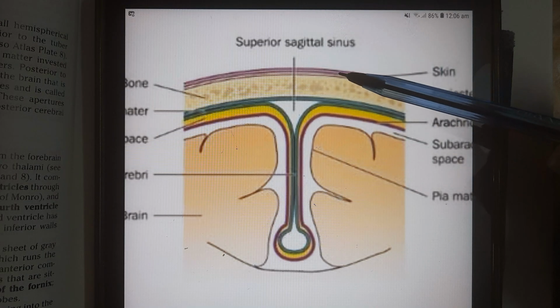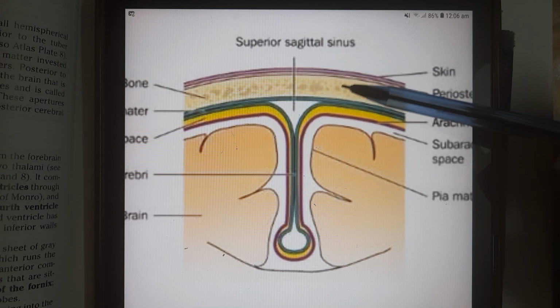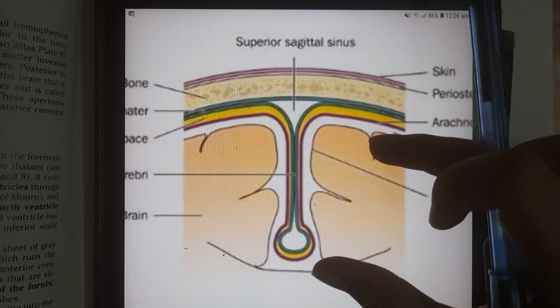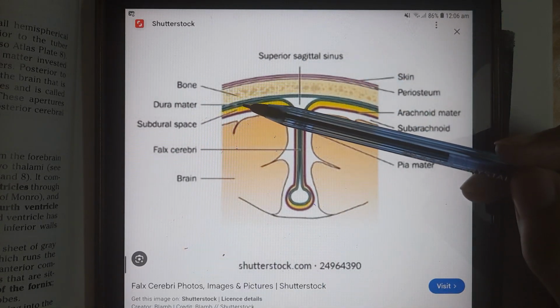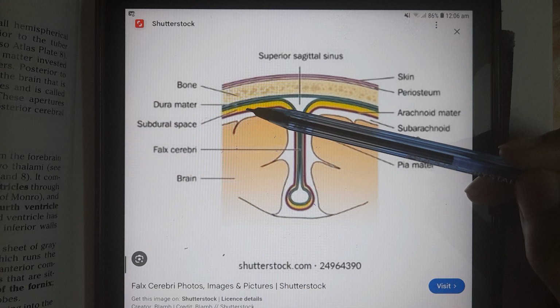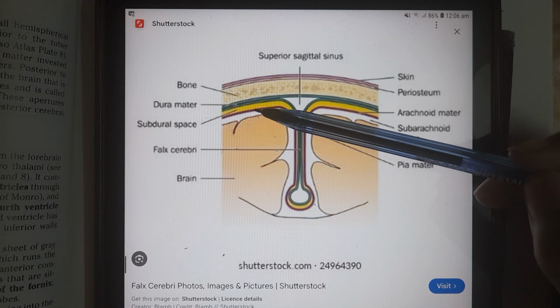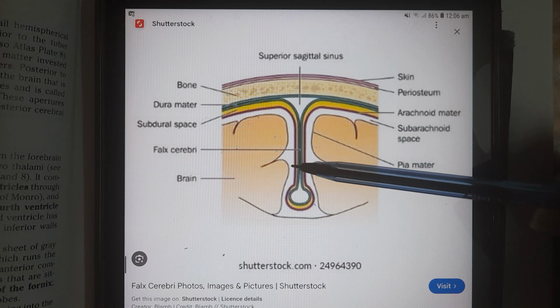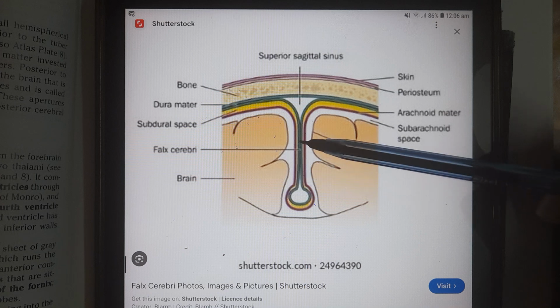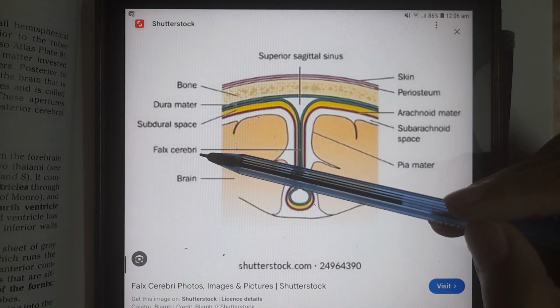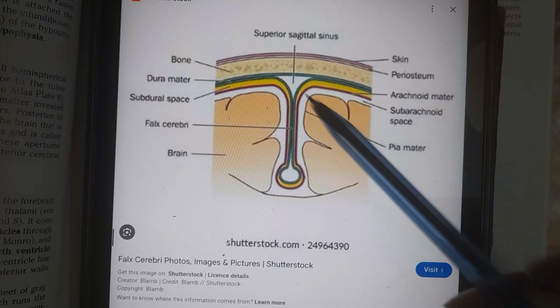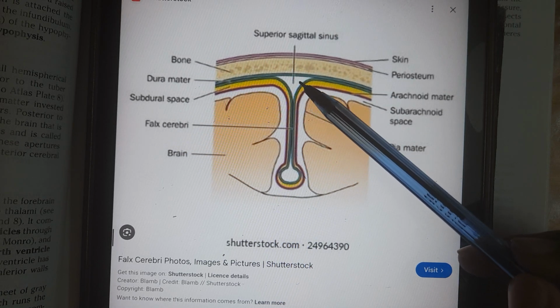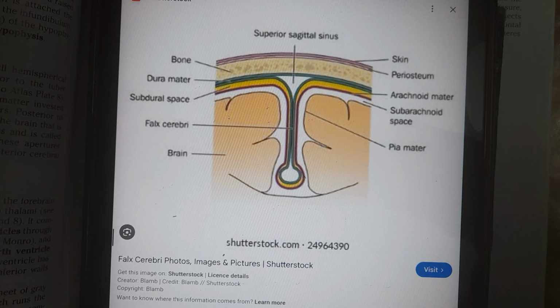So you can see in this diagram, this is the skin of your scalp, then this is your bone, then the periosteum, then this green layer is the dura mater. Between the dura mater and the arachnoid mater we have this subdural space, and then we have the pia mater. And this dura mater is folding inwards along with the other meningeal layers, forming a fold which is known as the falx cerebri. And this falx cerebri also has anterior cerebral arteries running in it.